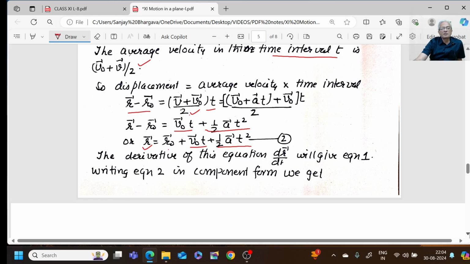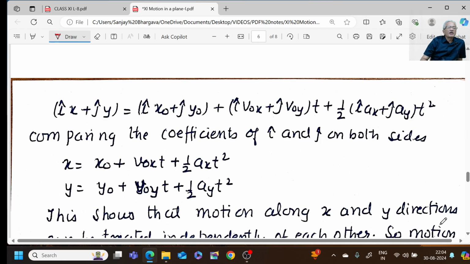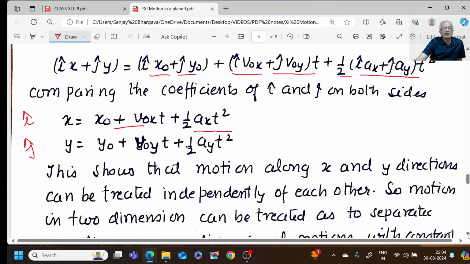So writing equation number 2 in component form, we get i x plus j y is equal to i x0 plus j y0 plus i v0x plus j v0y into t plus half i ax plus j ay into t square. So comparing the coefficients of i cap, what do I get? x would be equal to x0 plus v0x into t plus half ax into t square. Similarly, compare the coefficients of j cap. So y would be equal to y0 plus v0y into t plus half ay into t square.